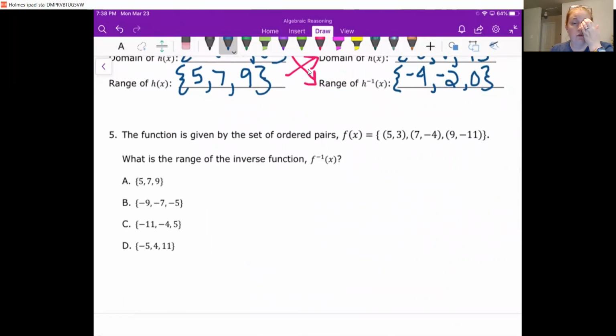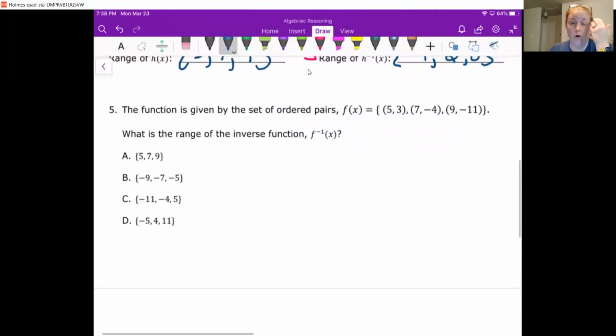All right, so number 5, our last one of the video, similar idea to the earlier problem. Your original points are listed there in the question. There's our original points highlighted there in yellow. We need to find the range of this inverse function. So like I did earlier, I'm going to set up my original table, and then I'm going to reverse those points, those numbers, so that I can get my range inverse.